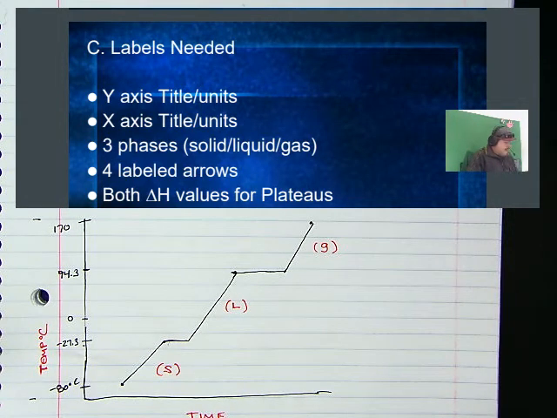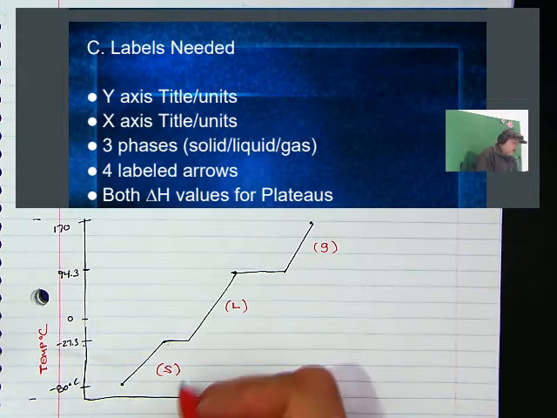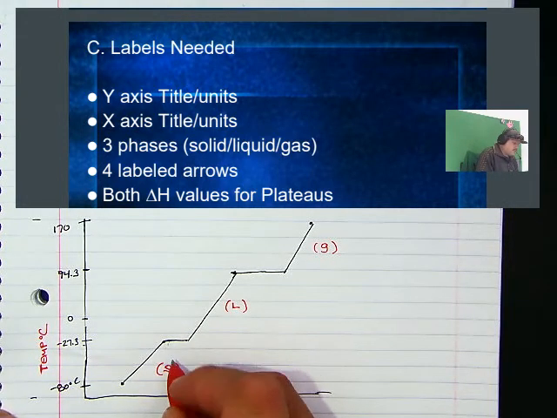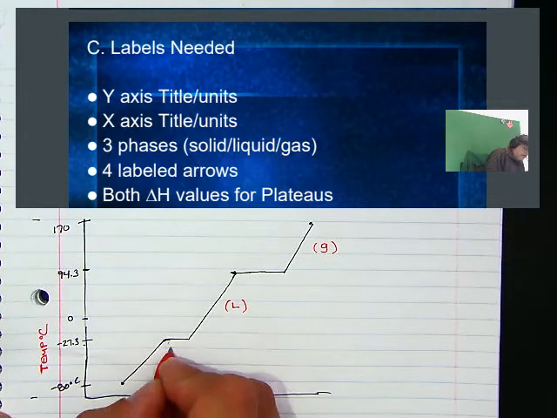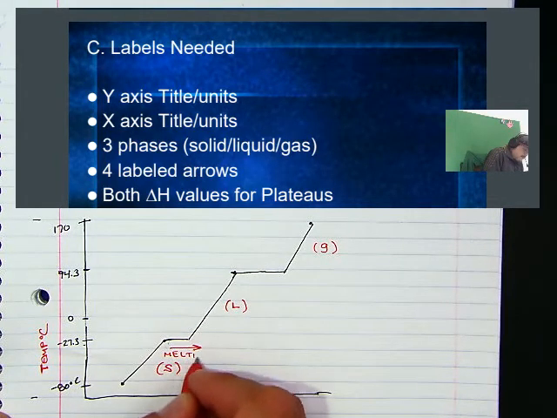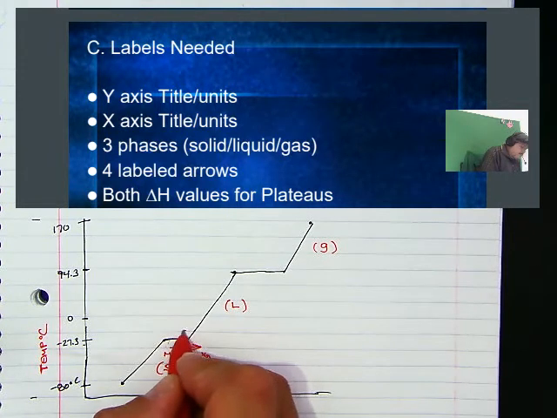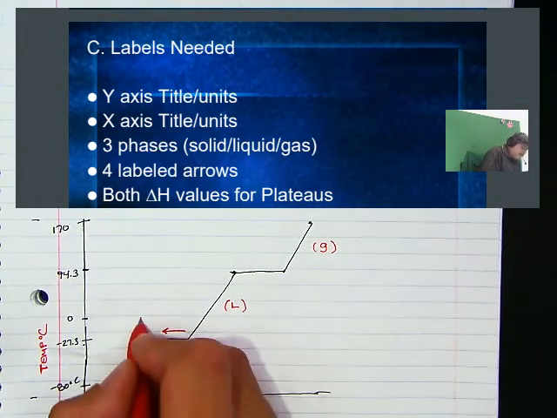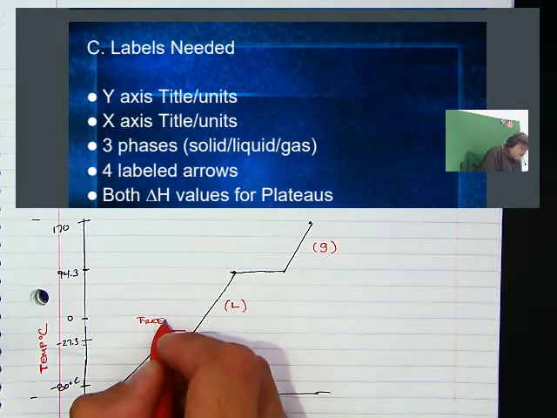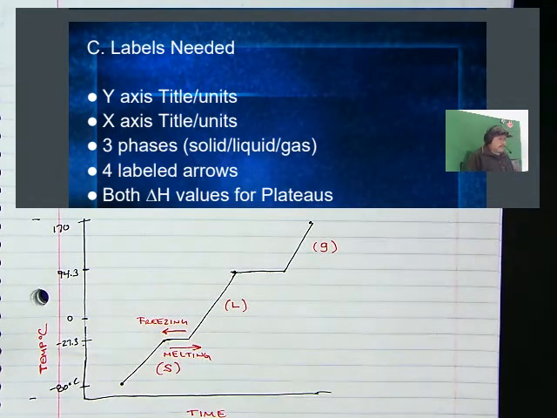Then it says I need 4 labeled arrows. So when I take a piece of ice and I go from solid ice to liquid ice, that process is called melting. There's 1 labeled arrow. If I go the opposite direction, from liquid to solid, that's called freezing. So there's 2 labeled arrows.